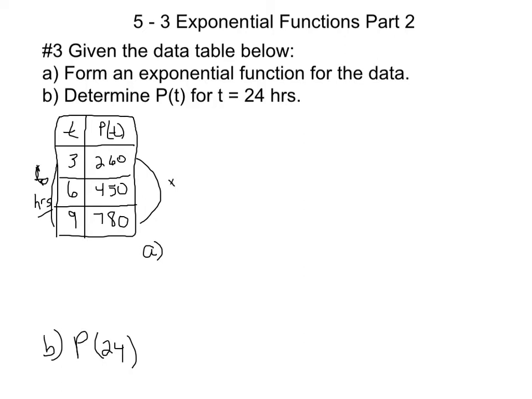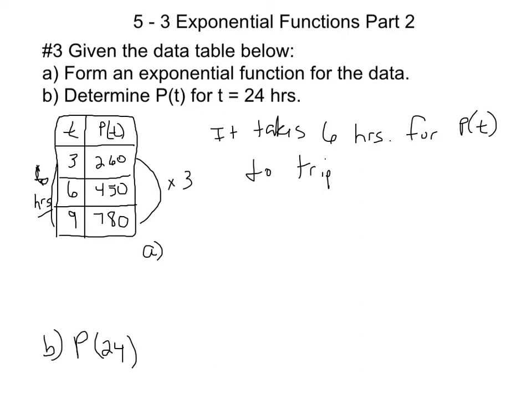260 times 3 is 780. It takes 6 hours for P of t to triple. That means that B is 3, guys. That means B is 3 because it tripled in 6 hours.